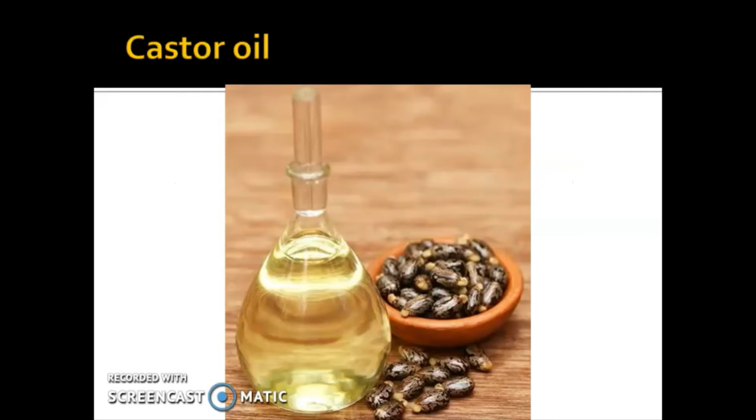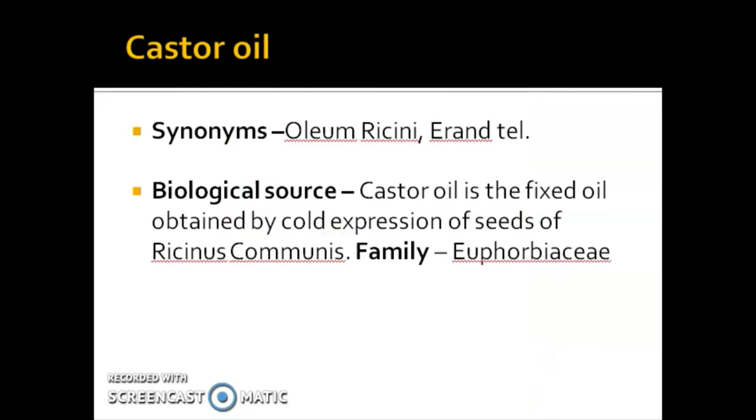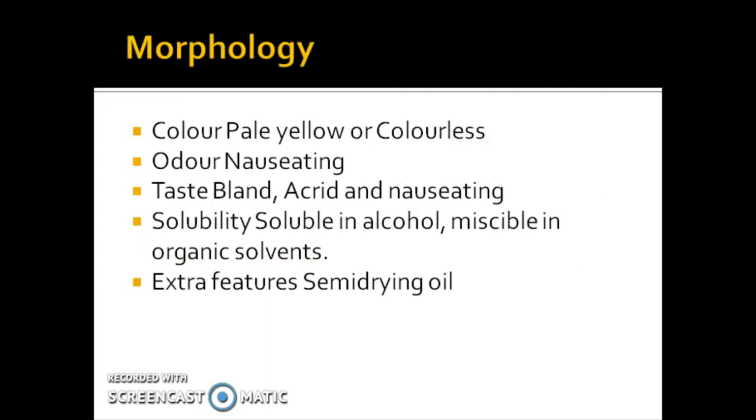Next is castor oil. Synonyms: Oleum ricini, erandatail. Biological source. Castor oil is the fixed oil obtained by cold expression of seeds of Ricinus communis, family Euphorbiaceae. Its color is pale yellow or colorless. Odor is nauseating. Taste is bland, acrid and nauseating. Solubility: soluble in alcohol, miscible with organic solvents. And extra feature is that it is a semi-drying oil.